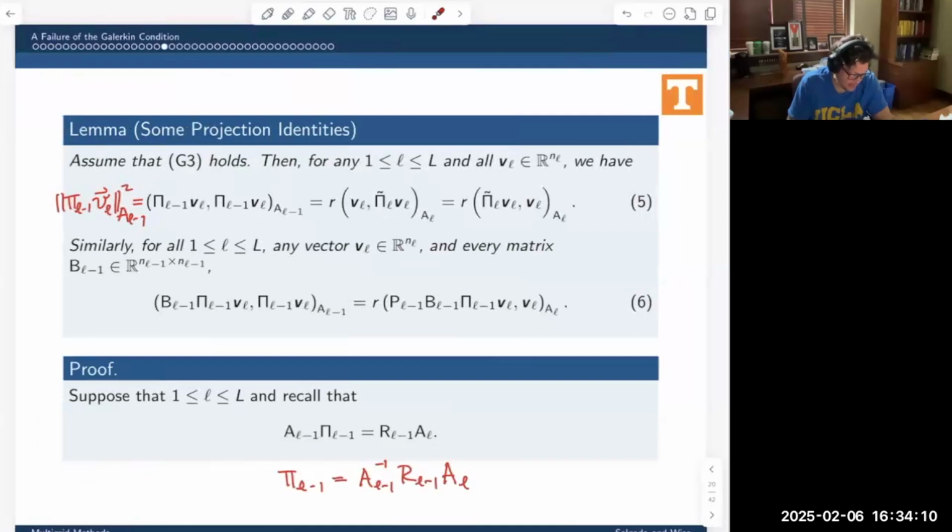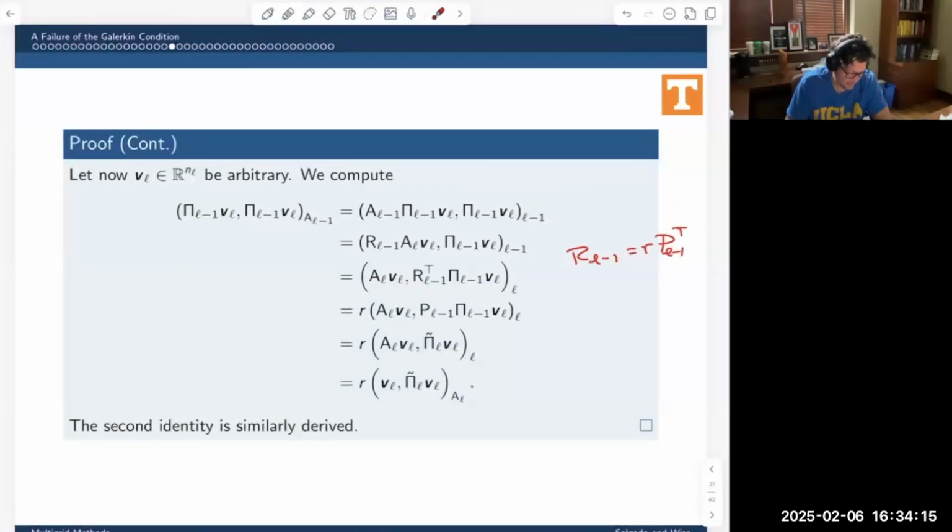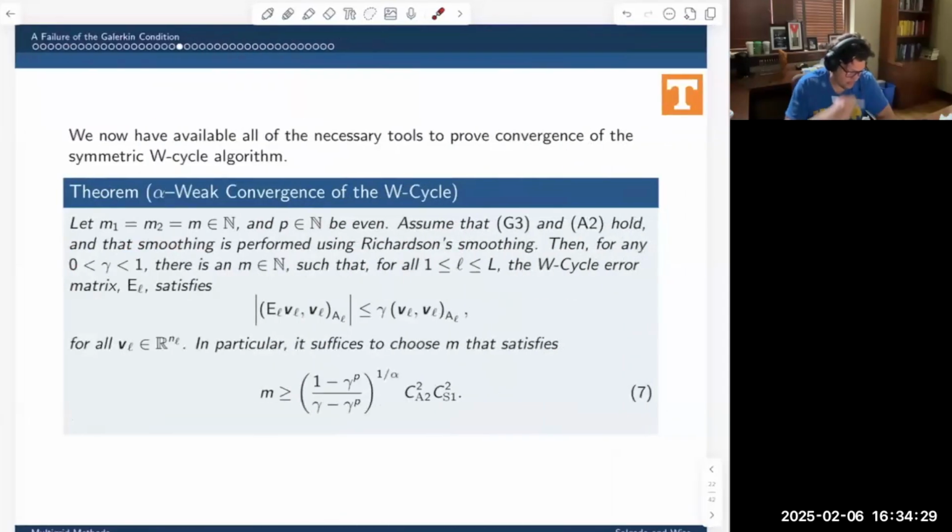Now, how do we get the second identity? The second identity I'm going to leave for an exercise. It doesn't look like I've made it a specific exercise, but I think it's a straightforward exercise. In the book, I may have it as a homework problem, but I'm not sure. All right, cool. So let's move on.